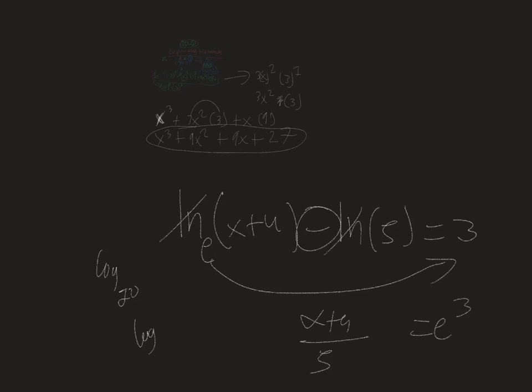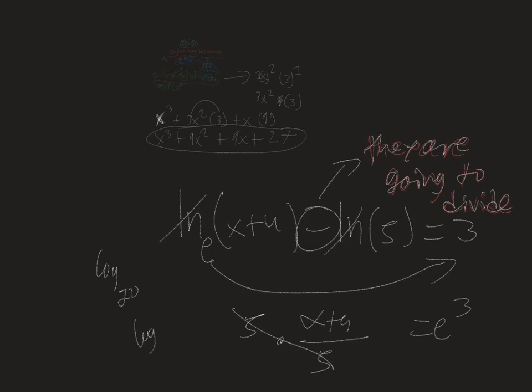Since there's a minus between two natural logs, that always means that they are going to divide. Okay, so now that we have it like this, to simplify it even more we multiply by 5, so we can move that to that side. So we have x plus 4 equals 5 times e to the power of 3.